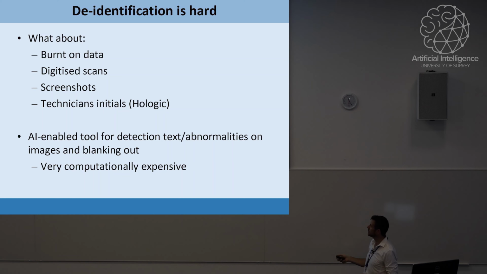So we've ended up building an actual AI-enabled tool to prepare our data set for AI, in order to detect various text abnormalities and to detect these technicians' initials, because they come encapsulated in a little box like that, but the box can be absolutely anywhere. It might be overlaid on some tissue, on some instrument, on a biopsy plate. It's really hard to do. So we've had to enable tools to do this. Again, these aren't the sort of things that we thought of when we started this project. We didn't think we'd have to do such complicated things.